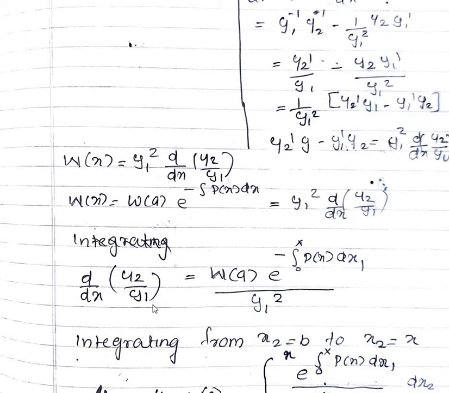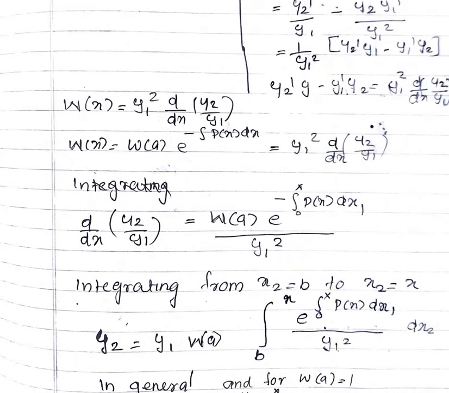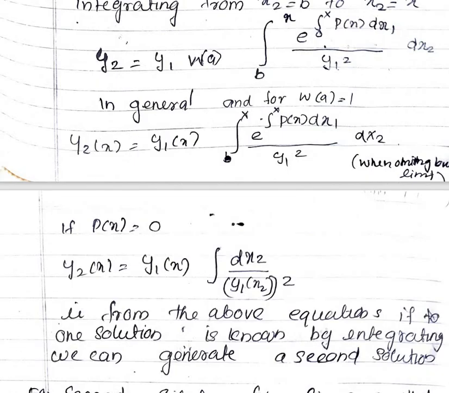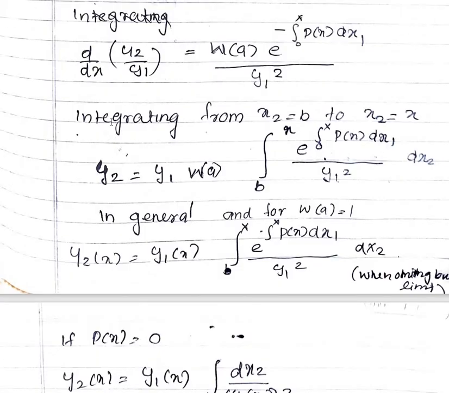So d by dx of y2 by y1 can be written as W of a e raised to minus integral p of x dx divided by y1 square. Okay, this is the first integration for x1. Now we are going to integrate for x2 from the lower limit, arbitrary limit b to x. So when we do like this, you will get y2 is equal to y1 into W of a.